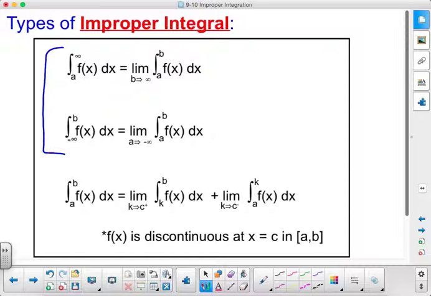Really where my infinity is, I chose b here. And so I'm taking the limit as b goes to infinity of that. I could actually look the opposite, going from negative infinity to some set point. So this is kind of what they call type 1.